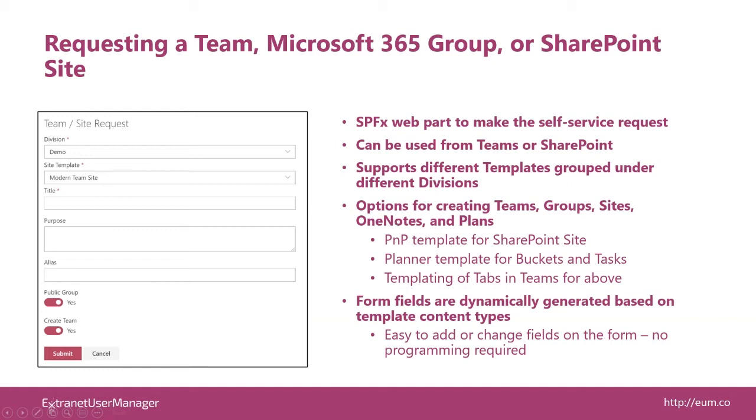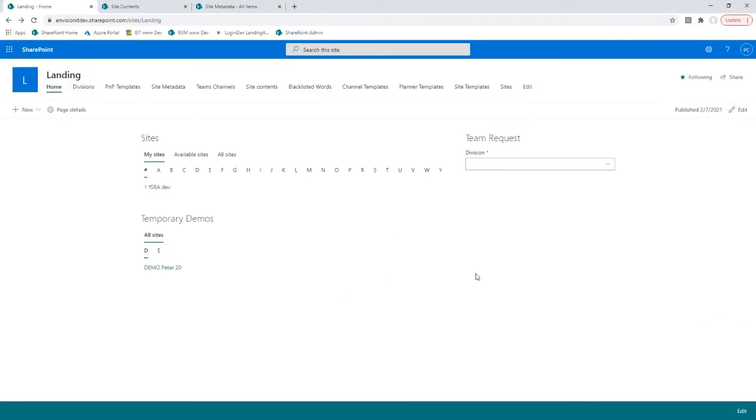So I'm going to jump over to my other browser here. I've got a couple of web parts on this page. We've got what we call the A to Z web parts that let me see sites and teams that already exist. So it makes it easy to navigate through that. This is the development environment that I'm in right now. And this is the request one here. So this is basically the form people fill out to say, hey, I'd like a new team.